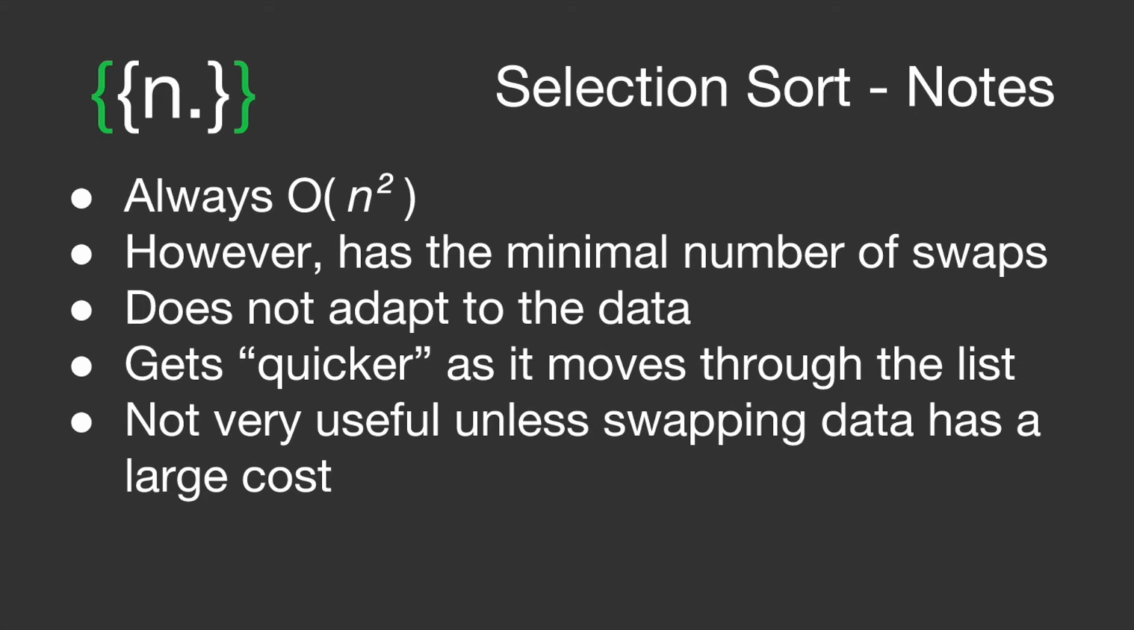However, selection sort does not adapt to the data. We saw with a reverse list, or a nearly sorted list, or a few unique list, the algorithm carried out the same number of steps as with any type of random data. We saw the algorithm get quicker as it moved through a smaller list, which leads us to believe that for larger lists, this algorithm is not the one to use. Overall, selection sort isn't very useful unless the swapping operation has a large cost.